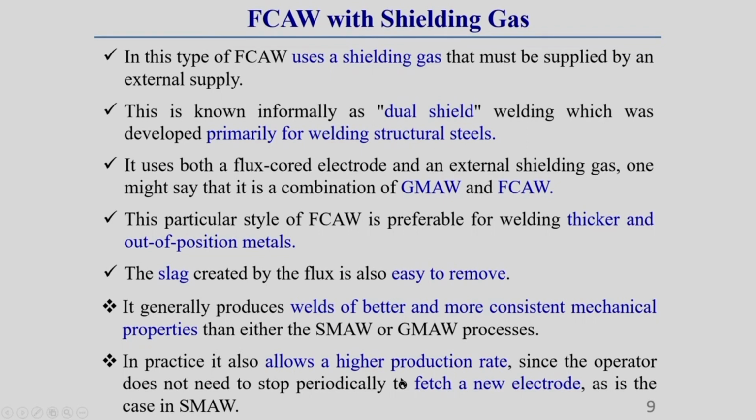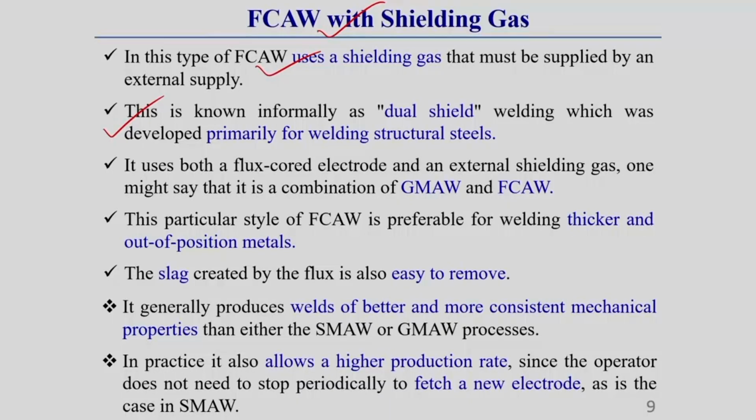Now, we will discuss the flux core arc welding process with shielding gas. In this type of flux core arc welding process, an additional supply of gas is required, which I have shown in the setup of this welding itself. There is an extra cylinder we have to use, and there should be a nozzle to supply this gas to the workpiece region. This is known informally as dual shield welding, which was developed primarily for welding structural steel.